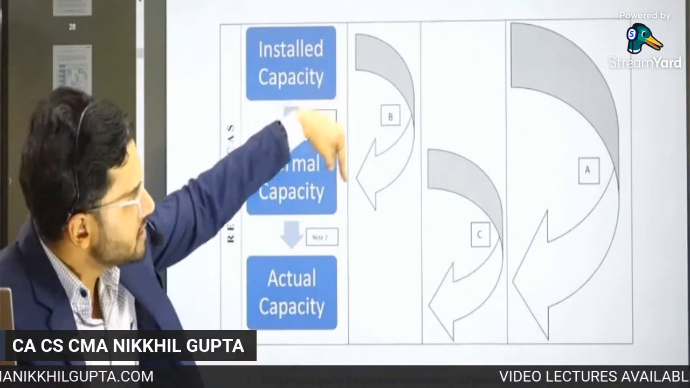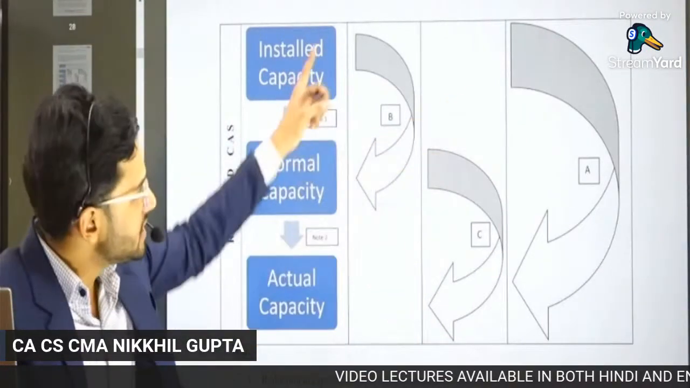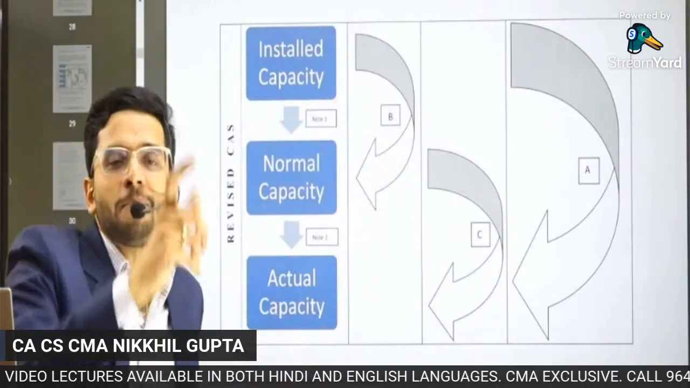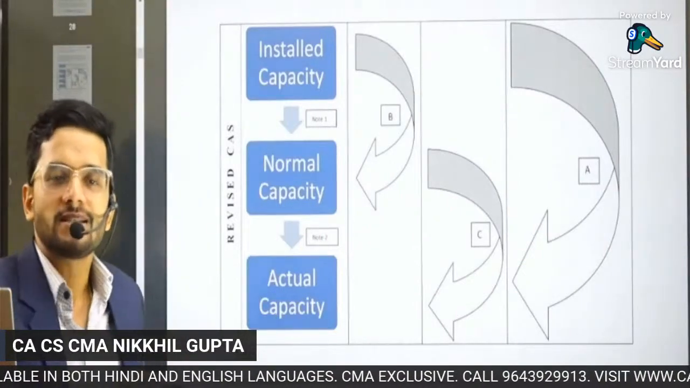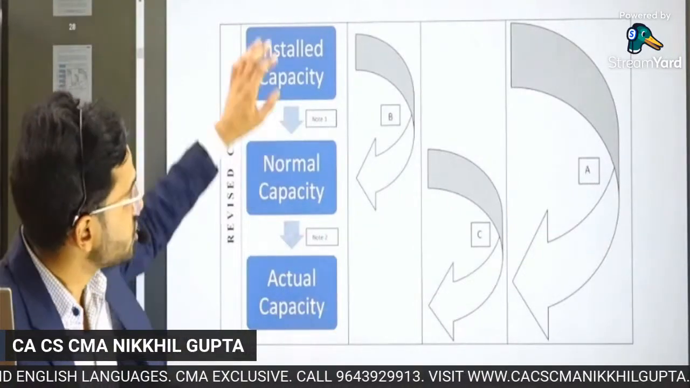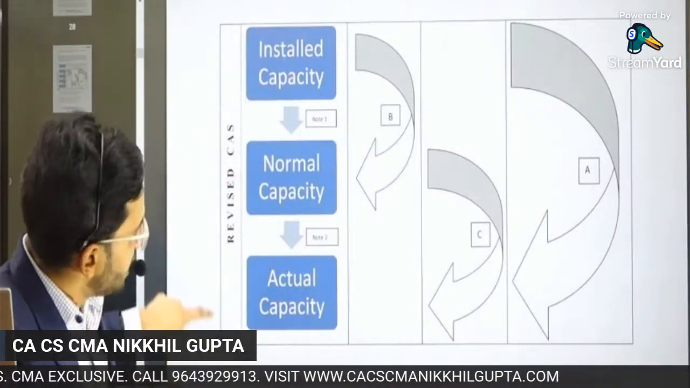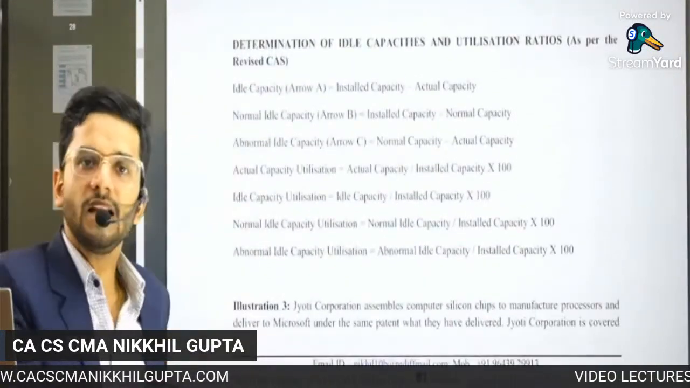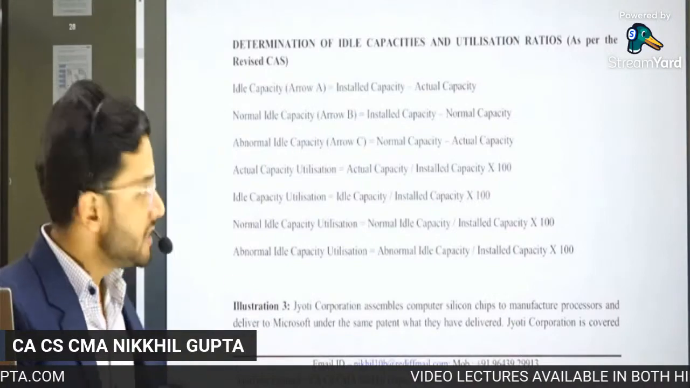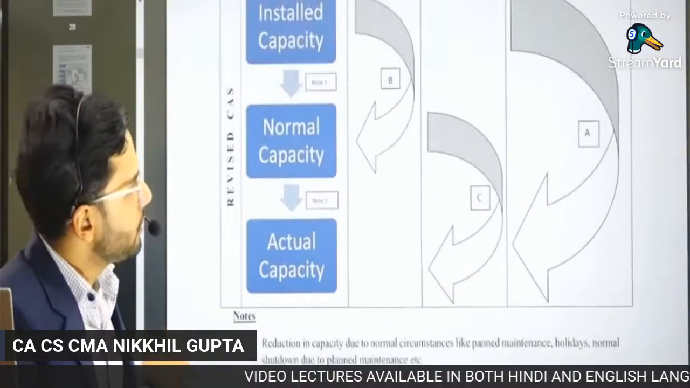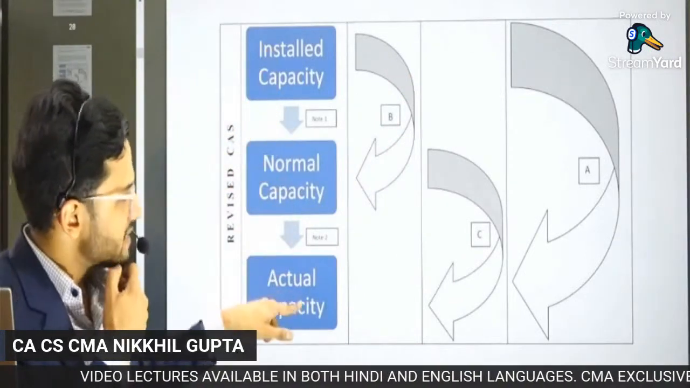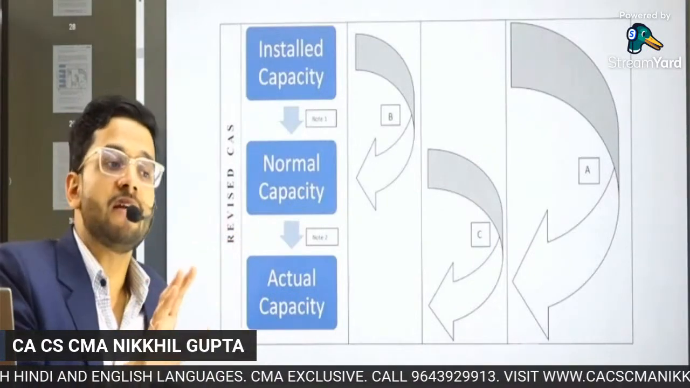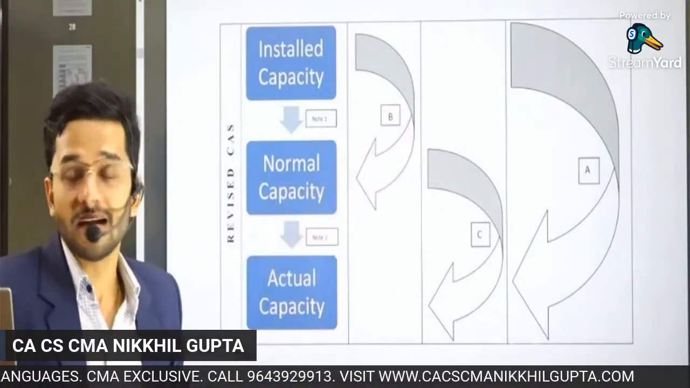Now, what is the significance of these arrows? These arrows A, B, and C will show us the lacking in capacity, the downsizing of capacity, where we have not been able to achieve capacity. What is the differential between installed capacity and actual capacity? That is what is denoted by these arrows. Arrow number 1 is the idle capacity. Installed capacity minus actual capacity is the idle capacity, the time during which our machinery has stopped working and has not worked efficiently.